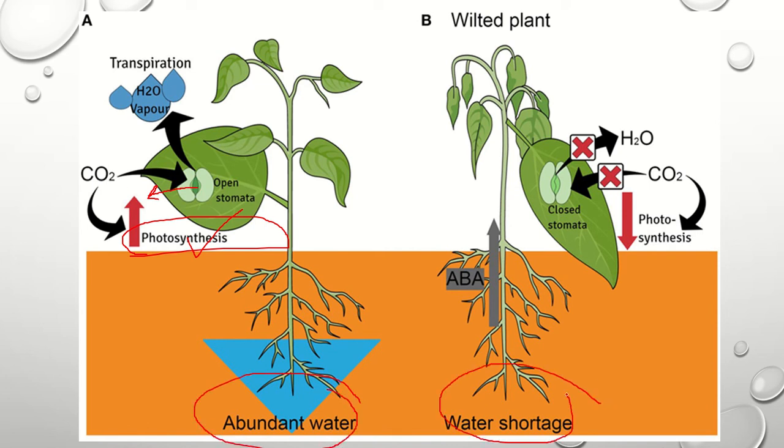But in the second diagram you can see that if the water is short, there are other hormones that will stop the process of photosynthesis, and these are called abscisic acid. This hormone will be released more, and it helps protect the plant in this severe condition. So the plant will start wilting, and the stomata will be closed. When the stomata are closed, no water vapor will come out, and if no water vapor comes out, there will be very little transpiration. So it depends upon this.